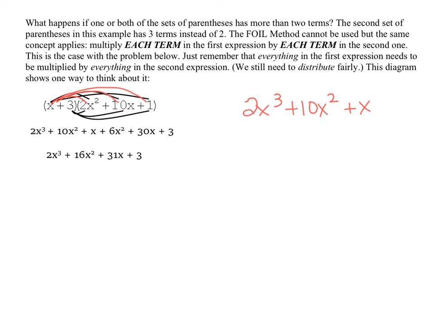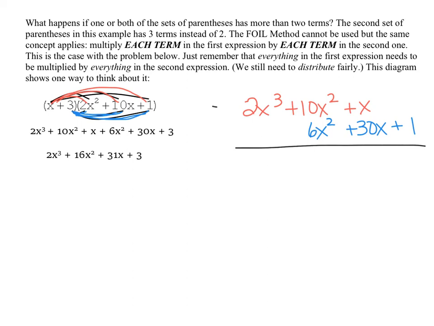Then I would do my next one. I'm going to go ahead and change colors because I can. Now the 3 is getting multiplied by all 3 of these terms. What I'm going to do now is I'm just going to stack my like terms, right? So now I'm going to do 3 times 2x squared, which is 6x squared. I'm going to put that underneath my 10x squared. Then I'm going to do the 3 times 10x, which is 30x, and I'm going to put that under my x. Then I'm going to do my 3 times 1. I'm just going to put that here. That way it's easy to keep track of what I'm doing, right?